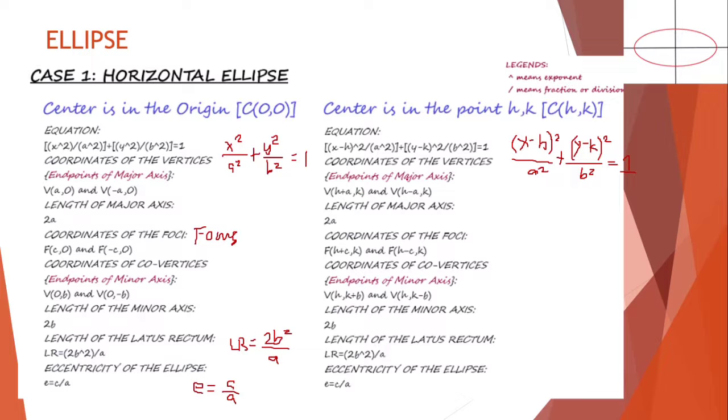The vertices are h minus a and k. Next, the length of the major axis is 2a, or 2 times a. The coordinates of the foci are h plus c, k and h minus c, k. The coordinates of the co-vertices, the endpoints of the minor axis, are h, k plus b and h, k minus b. The length of the minor axis is 2b.